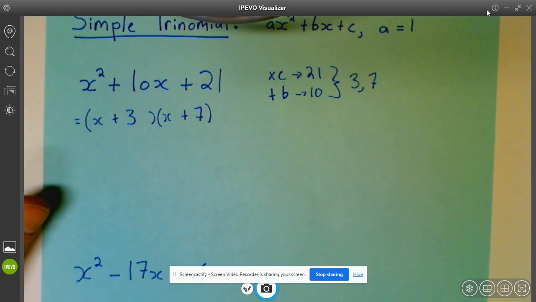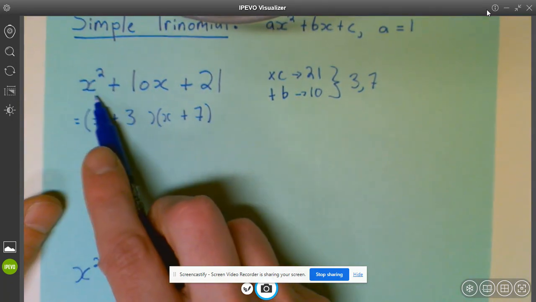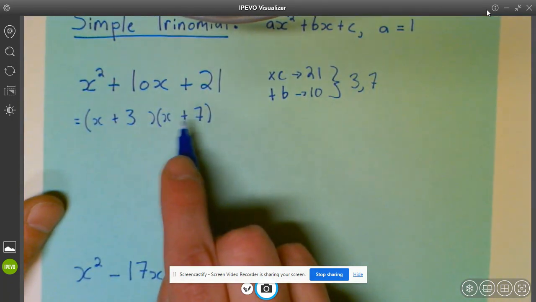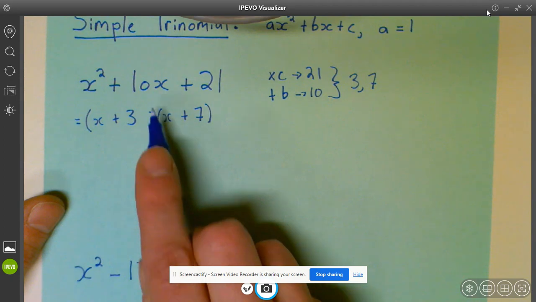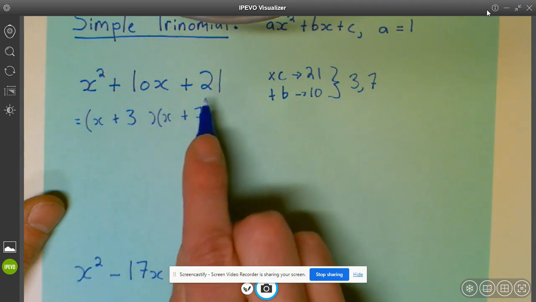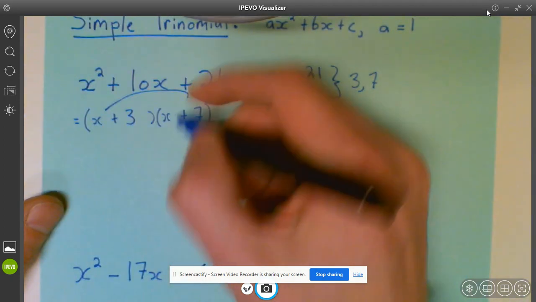And again, if you want to check, you can do FOIL, you can expand. X times x is x squared. X times 7 is 7x. 3 times x is 3x. That makes 10x. And then 3 times 7 is 21. So we can always go backwards to check.